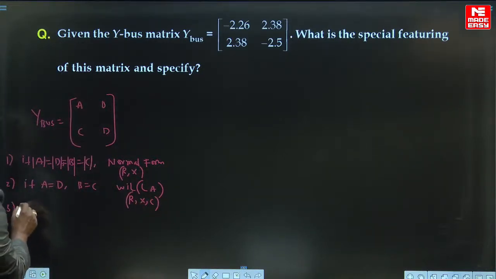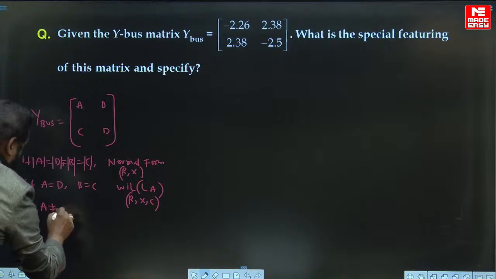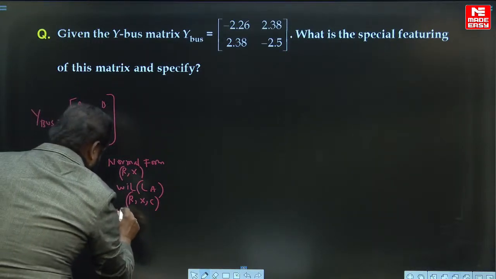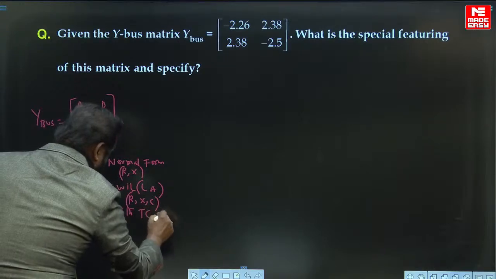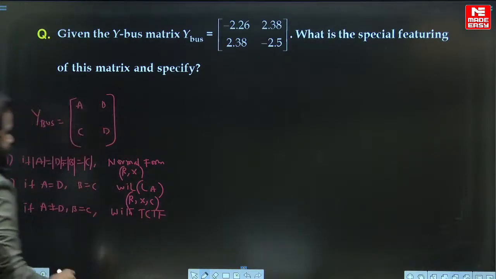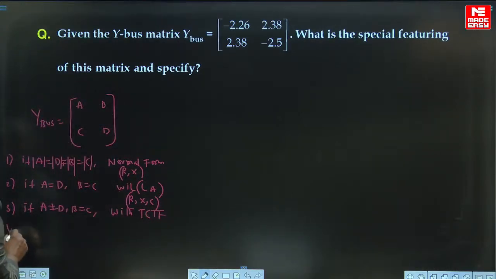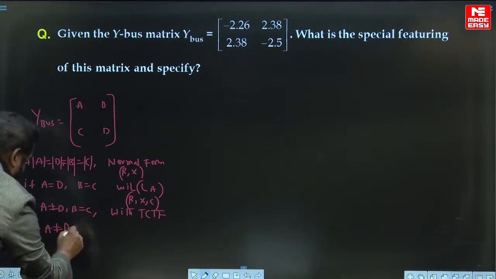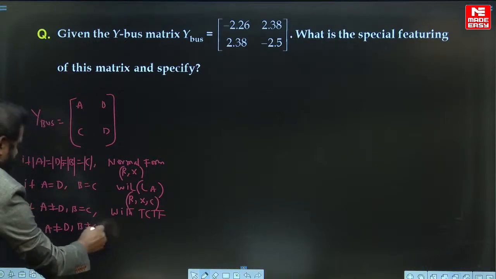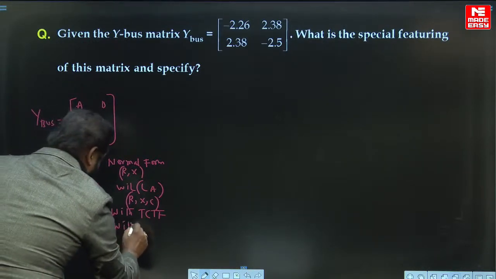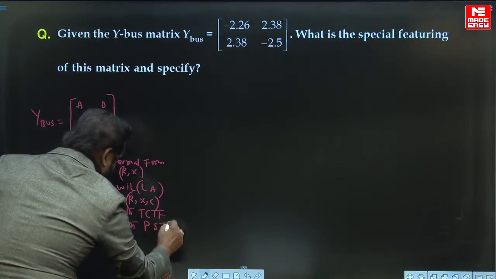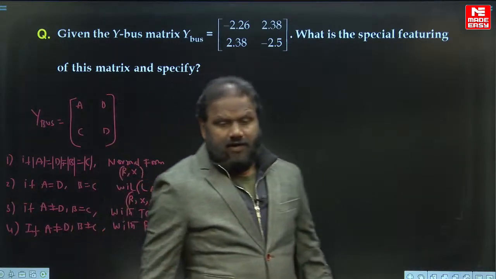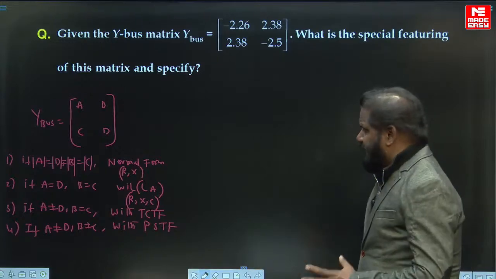Number 3: if A is not equal to D but B equals C, it is with a tap changing transformer. Fourth one: if A is not equal to D and B is also not equal to C, it is with a phase shifting transformer. These are the 4 cases I used to tell in the class. The writing of the Y-bus can be done with these 4 cases.